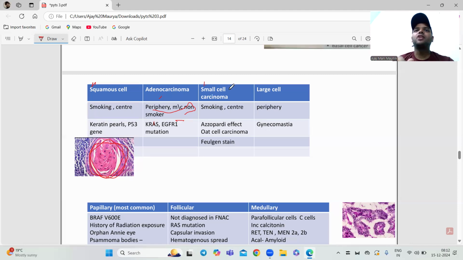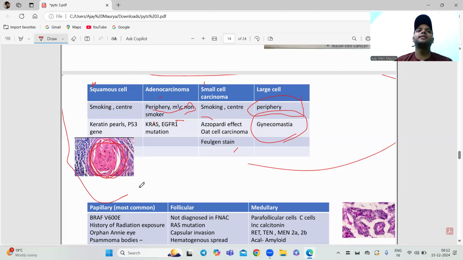In small cell carcinoma, it is called chota packet double dhamaka. We see the Edge of parity effect. It is also called oat cell carcinoma. To visualize this, we stain it with Fulgen stain. In large cell carcinoma, guys, it is peripheral, and the most common association is gynecomastia. Just remember these golden points from lung cancer.